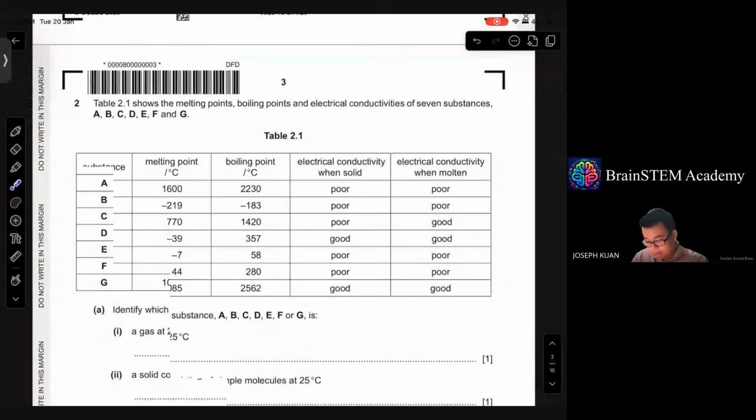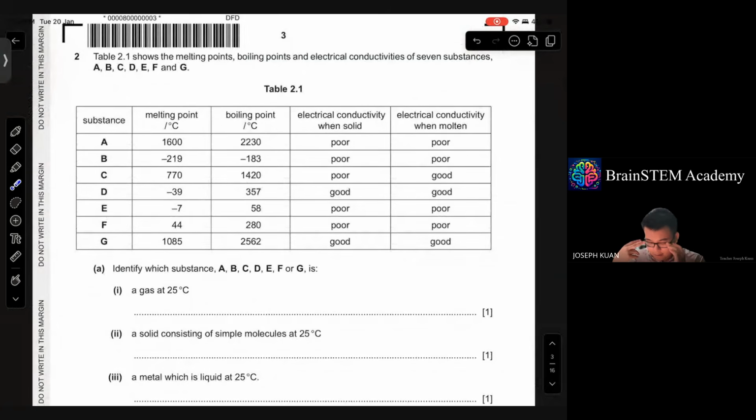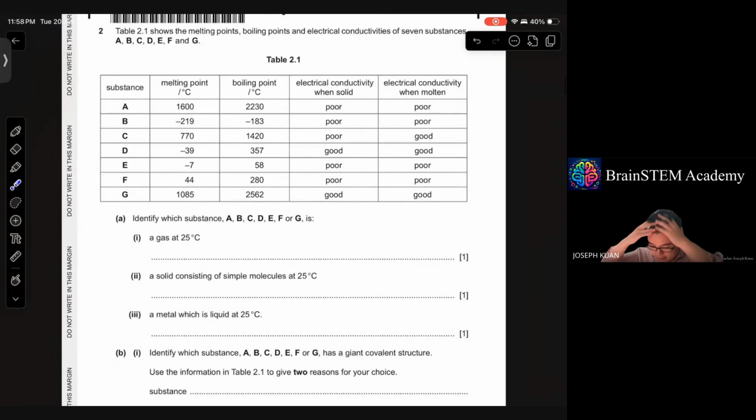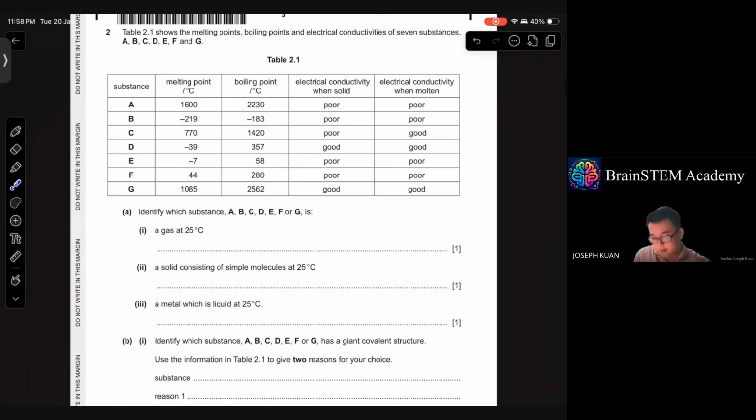Okay, next, one of my favorite questions. This was within my predicted question list actually. And yeah, just to let you know. Okay, so this is a list of substances with different melting point, boiling point, electrical conductivity. Okay, that's the data. Okay, so just some general principles first. Okay, first of all, here's how we think. Okay, here's how we analyze.